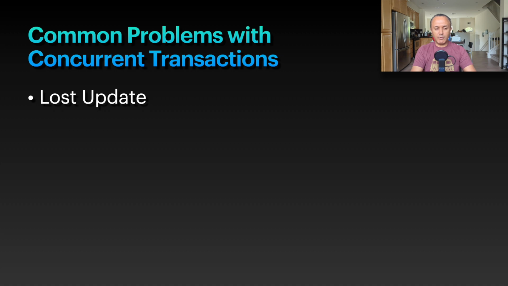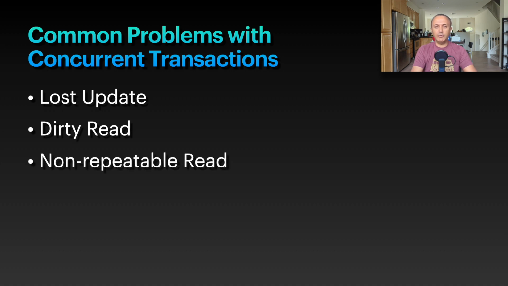We already talked about the lost update, which was just seen. There are two other very common problems. One is called dirty read, and one is called non-repeatable read. There might be others as well, but let's just talk about these two. So dirty read, what does that mean? Dirty read means reading a value that has not been committed yet, or a changed value that has not been committed yet. We've already seen that in some of the examples, but let's go through it again.